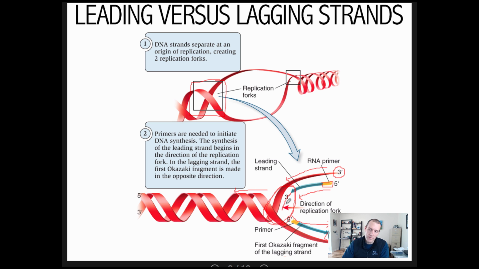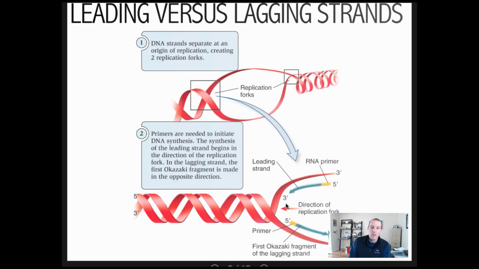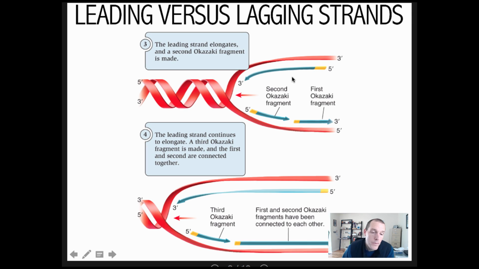So that's a problem for synthesis that has to be overcome. So here's how that gets overcome. The top fragment of DNA that we're looking at here, remember, is called the leading strand, sometimes called the continuously synthesized strand. The continuously synthesized strand just keeps getting made constantly because the replication machinery sits in here, and so the 3' end is always available.